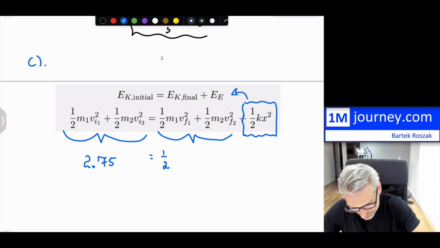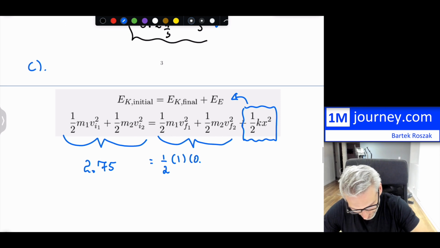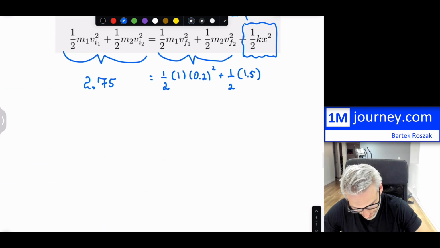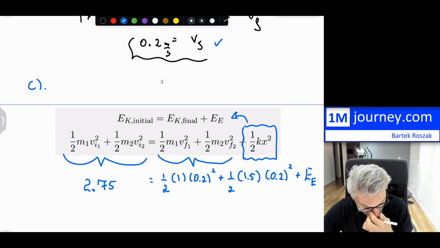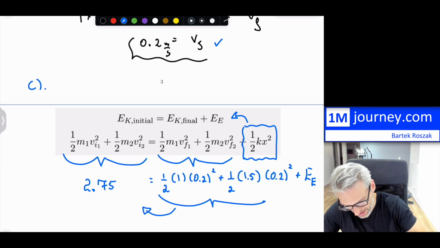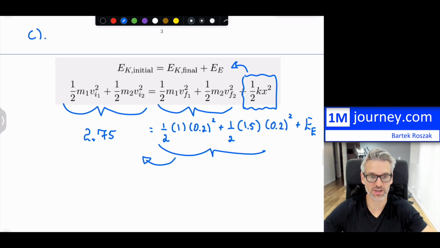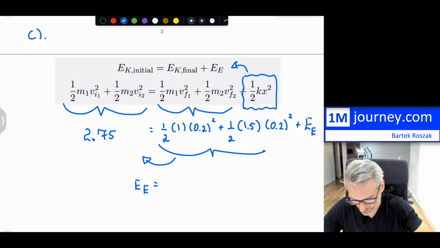So the mass of the first one, that was 1 kilogram. The speed, which is 0.2, that's going to be squared, plus 1/2. The other one was 1.5 kilograms, I believe. Yep. And then the speed of this one is 0.2 squared, plus that elastic energy, which is what we're looking for. So I'm going to compute this, then I'm going to bring it over to the other side, subtract it on that other side, and then I'll have my elastic energy. So I'm going to do that calculation right now.